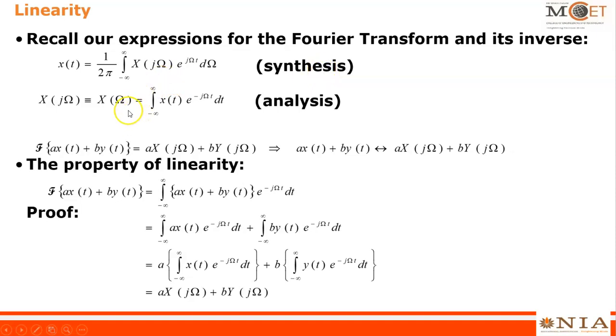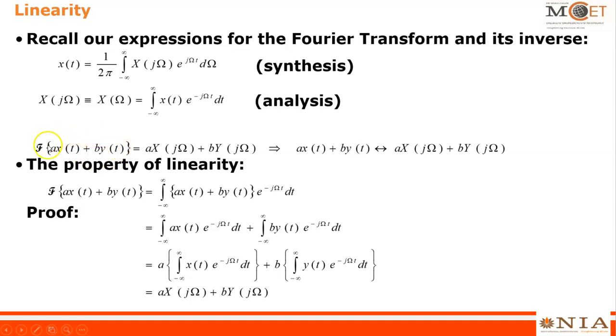And now we see about the linearity property. So actually X of j omega is nothing but the Fourier transform of x of t, whereas here Y of j omega is nothing but the Fourier transform of y of t. Here we are adding the signals x of t and y of t. In addition, a and b both are constants. a is multiplied by x of t and b is multiplied by y of t. And then we are adding a x of t plus b y of t.